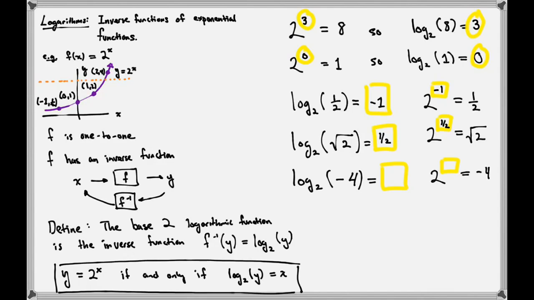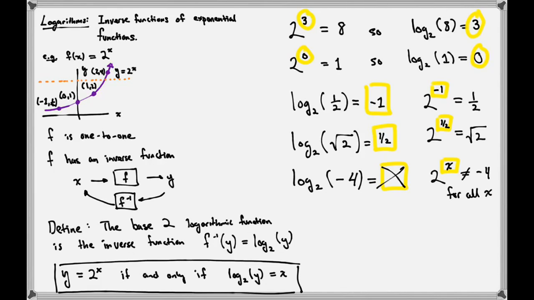I hope your alarm bells are ringing right now, because what I'm asking you to do is take an exponential function, compute its value, and get a negative number as the result. If I look at the graph of 2 to the x here, I'll see that it never actually hits a y value down here of -4. 2 to the x is greater than 0 for all real numbers. No matter what I put in here for x, I'll never equal -4.